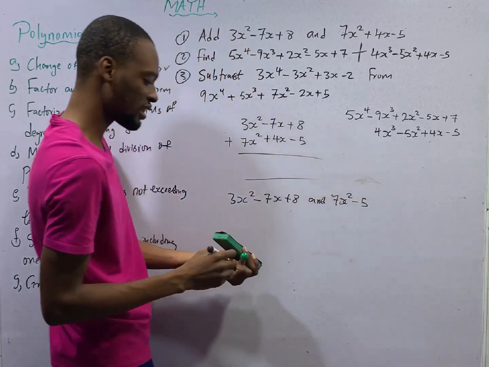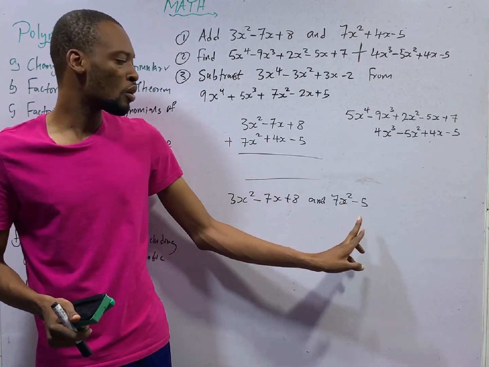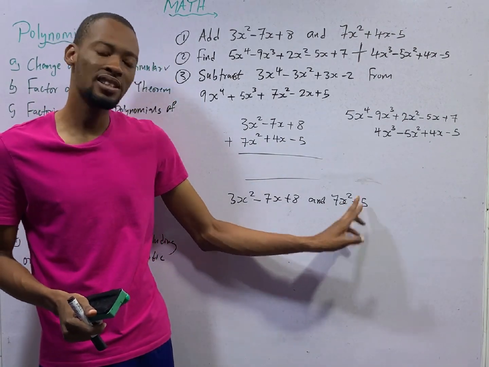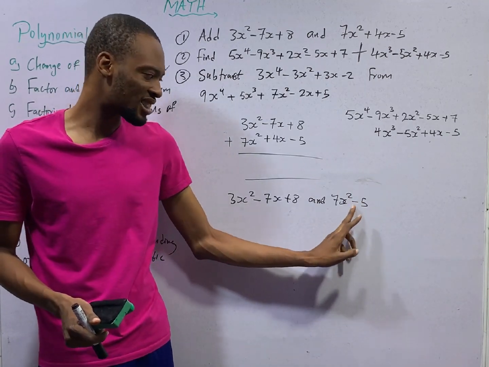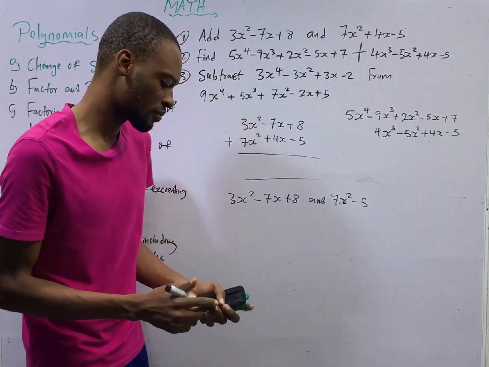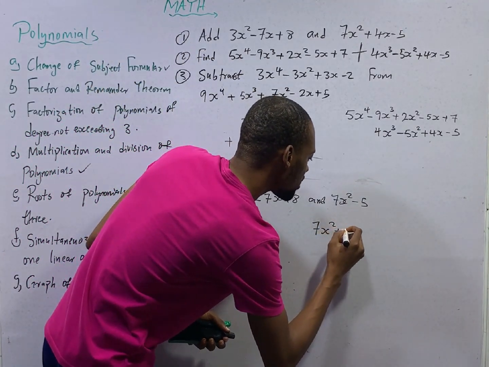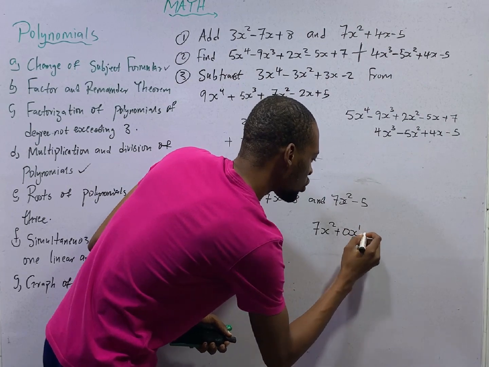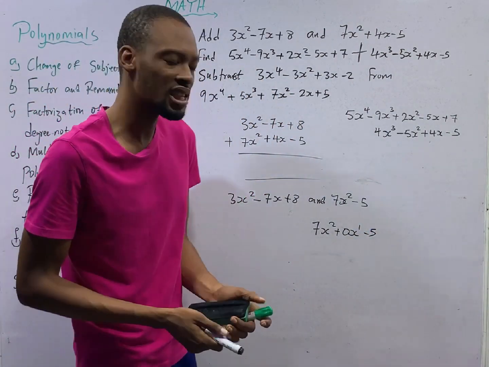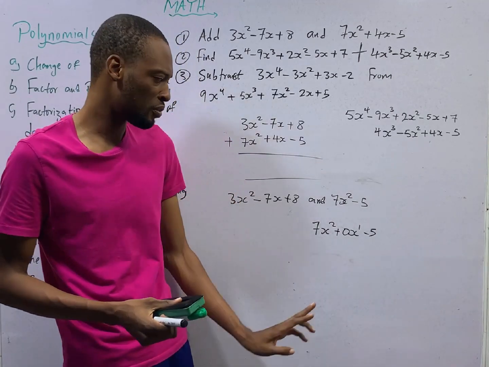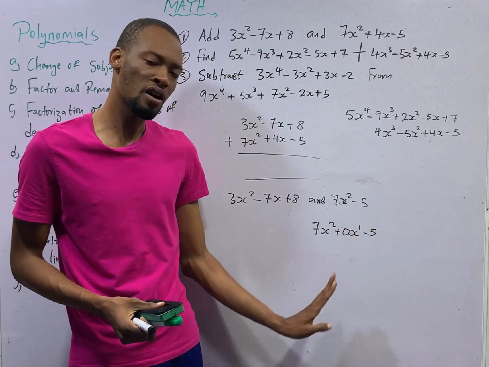Something like this. You notice that we have the degree 2, but we don't have s raised to the power of 1, and we have 5. This thing you are seeing is the same thing as 7s squared plus 0s raised to the power of 1 minus 5, because polynomials must be in descending or ascending power of variable. Since they did not give us s, we'll simply take it as 0s raised to the power of 1.